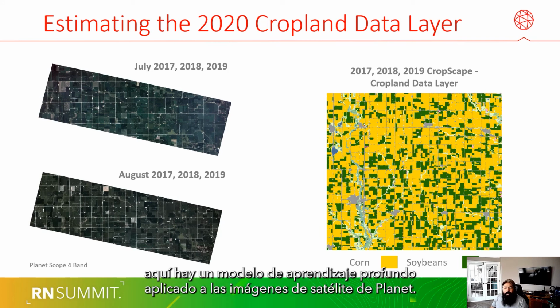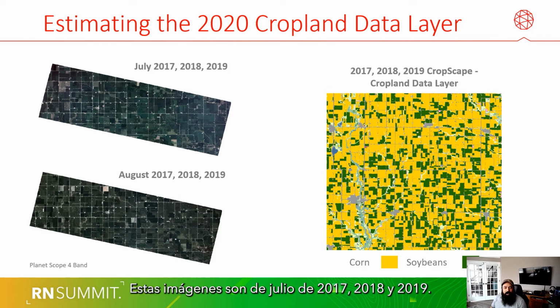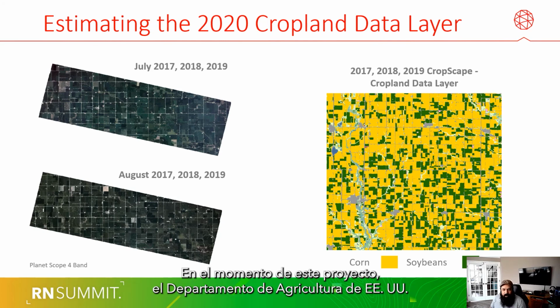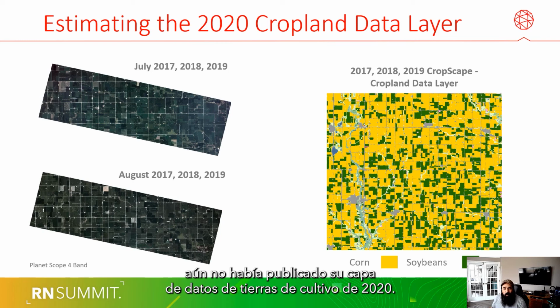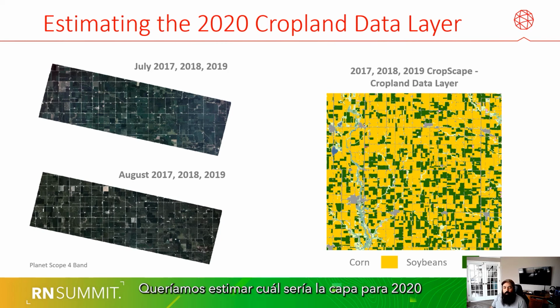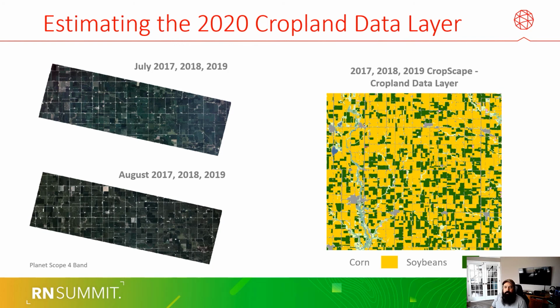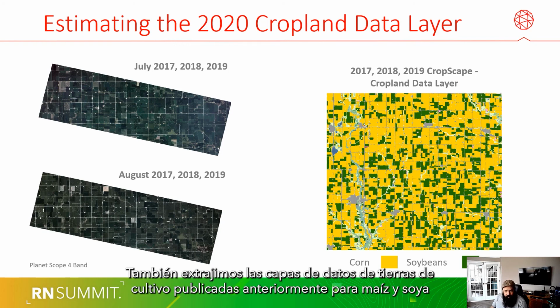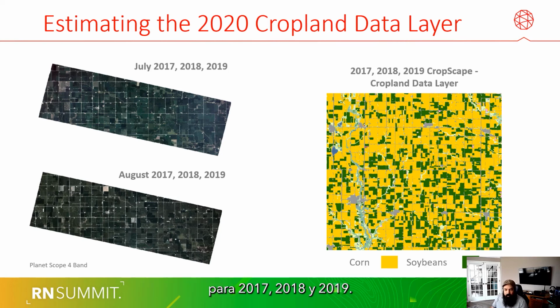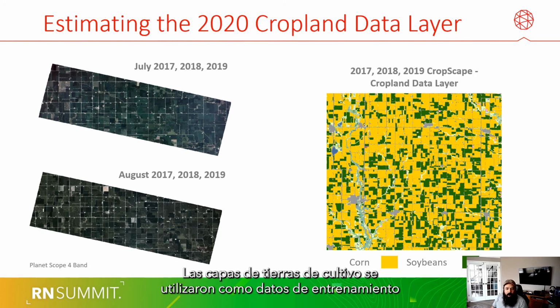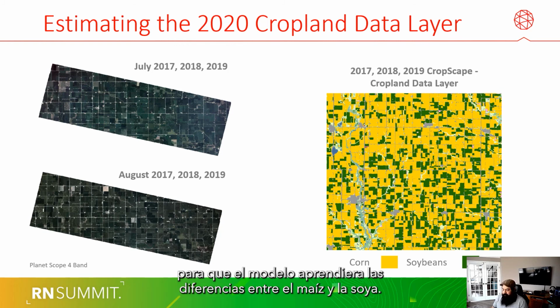And for our use case, here's a deep learning model applied to PlanetScope satellite imagery. These are from July 2017, 2018, 2019, and the same for August. At the time of this project, the U.S. Department of Agriculture did not yet release their 2020 cropland data layer. And what we wanted to do was to estimate what the layer would be for 2020 by creating a deep learning model utilizing the past few years of PlanetScope data. We also pulled the previously published cropland data layers for corn and soybean for 2017, 2018, and 2019. The cropland layers were used as training data so that the model would learn the differences between corn and soybean.